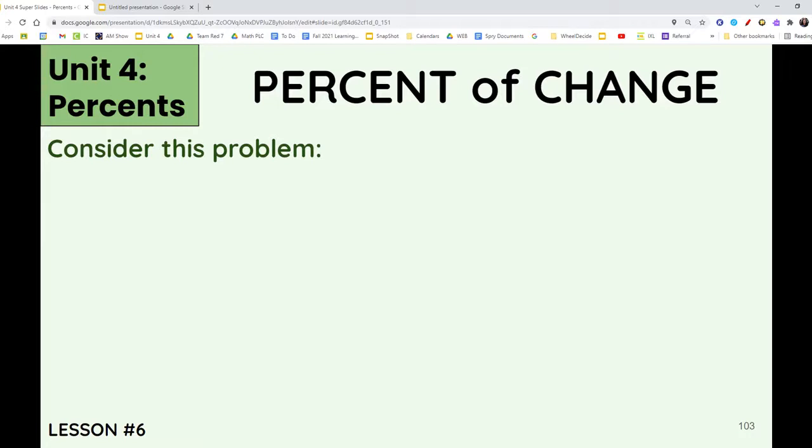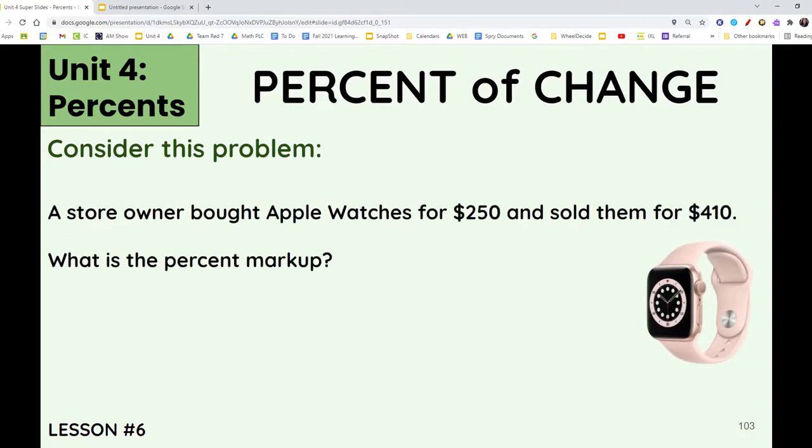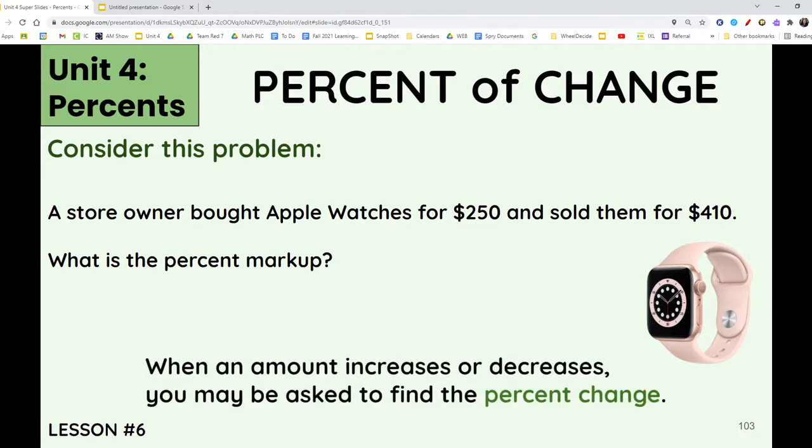So, percent of change. Consider this problem. A store owner bought Apple Watches for $250 and sold them for $410. What is the percent markup? So, wholesale they were $250, but retail he sold them for $410. So, when an amount increases or decreases, you may be asked to find the percent change.